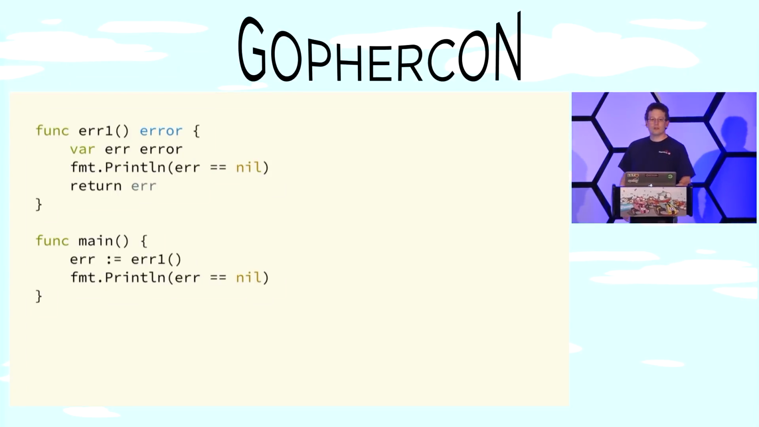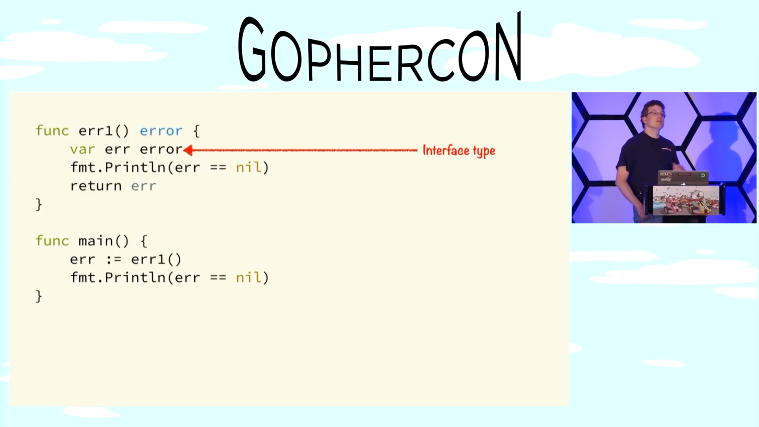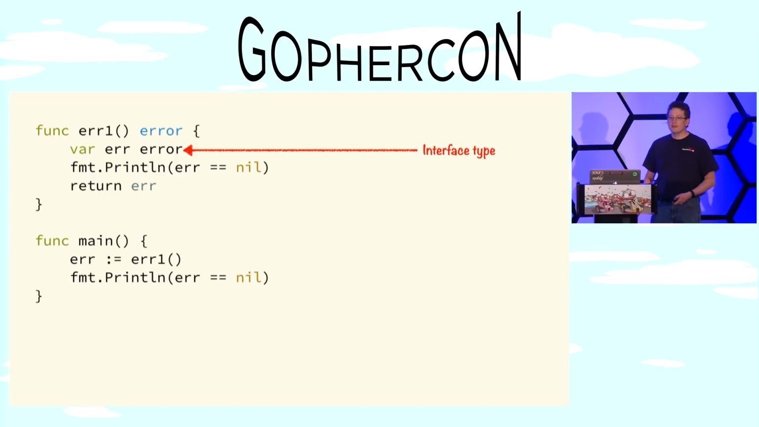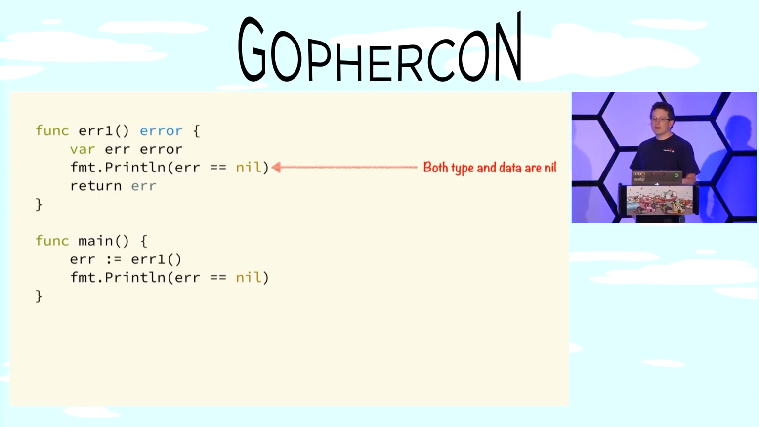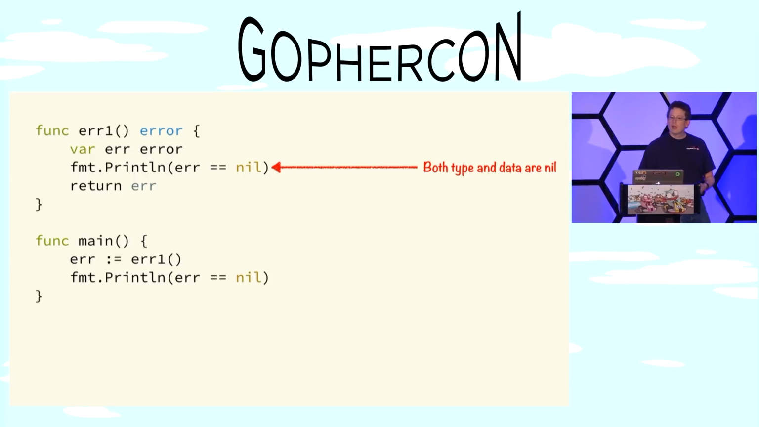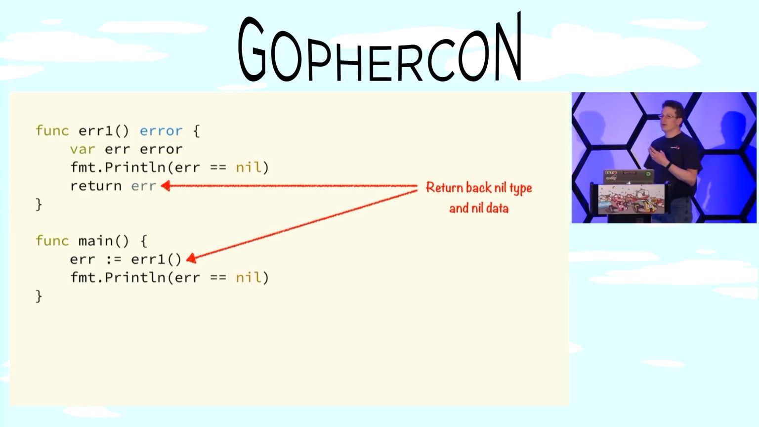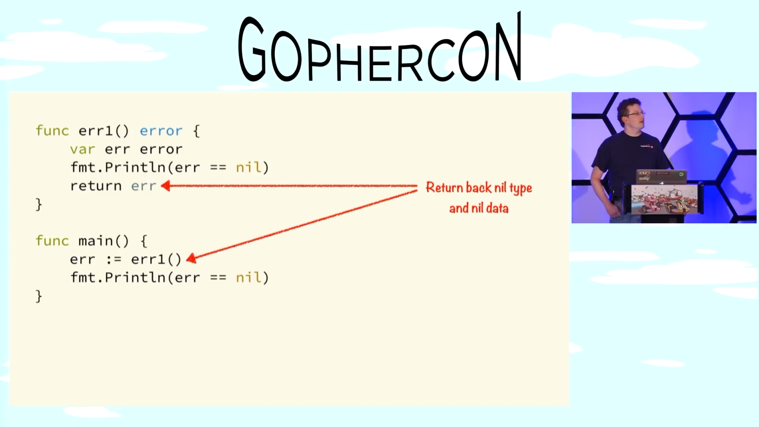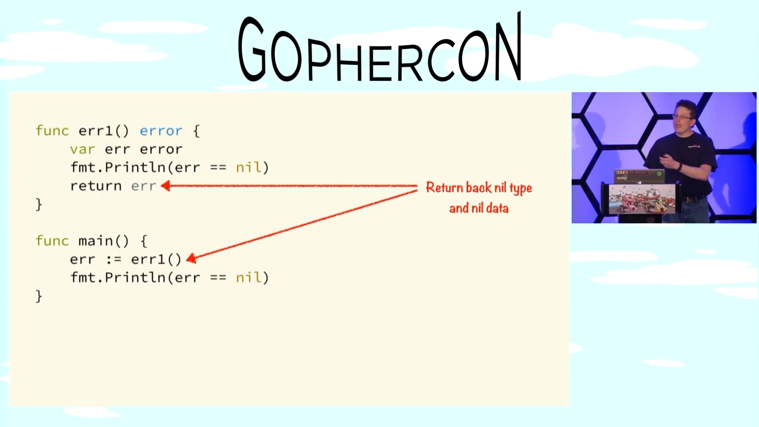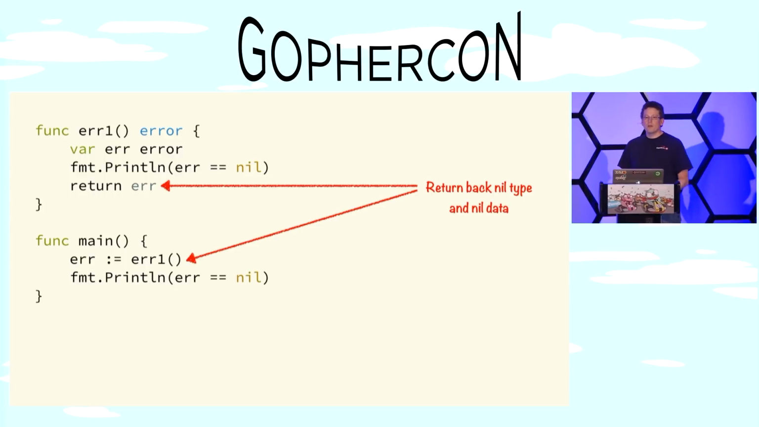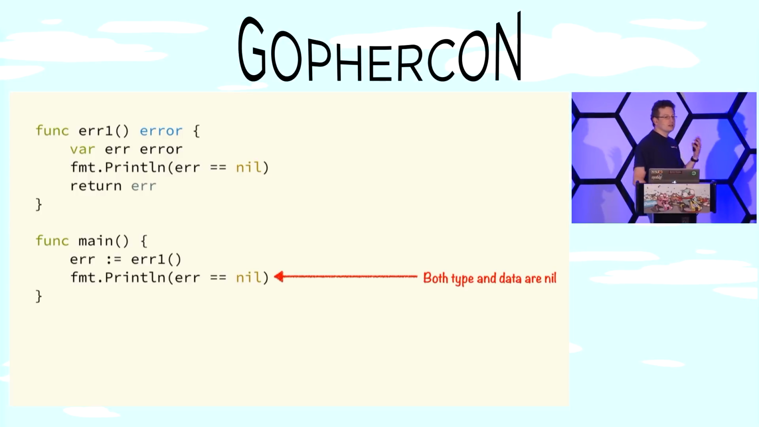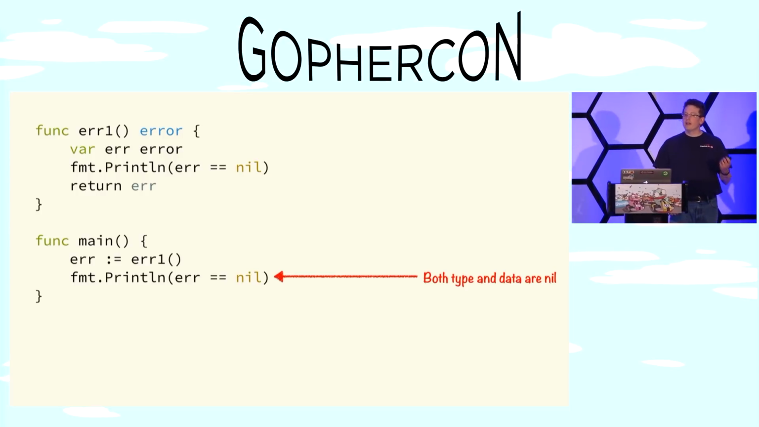So now we have all the parts to understand what's going on. In error1, we have a variable of type error, which is an interface. We don't assign it a value, so the tab's underlying type is nil, and the data is nil as well. We compare it to nil, we check the underlying type and the underlying value, both are nil, so this prints out true. When we return this value back, it's copied to the return value. We get an error interface instance with error for the interface type, nil for the underlying type, and nil for the data. And in main, we have our error variable of type error. We compare error to nil in main.